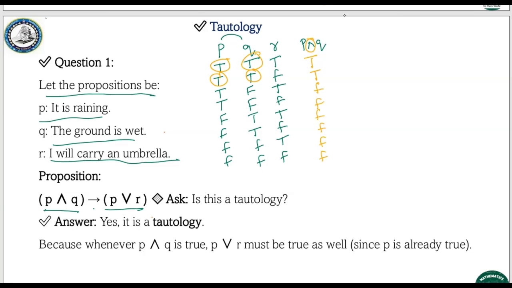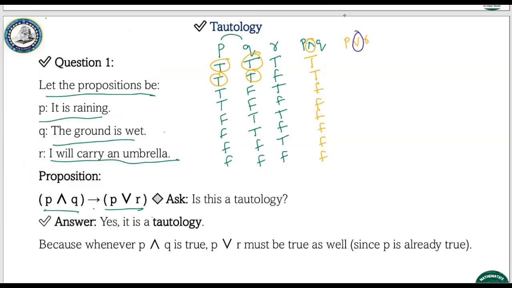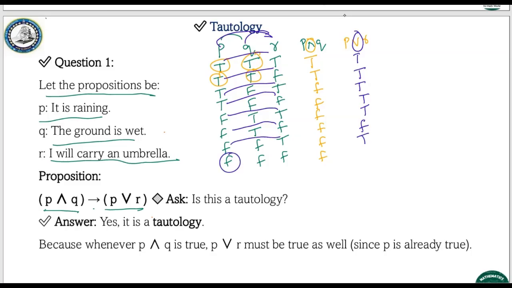Then the next one is P or R. For or, we have to check the condition: F and F, it is F. We have to check in the first column and third column. We have to check for FF. We don't have F and F in the first rows, so T, T, T, T. Then it is F and F, it is F. Then again it is T, then F and F. We have F and F here and here. So we'll write F, remaining all T.